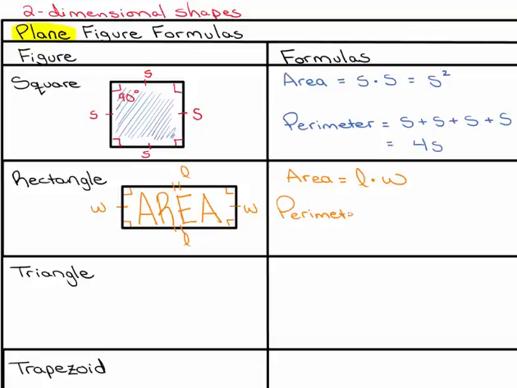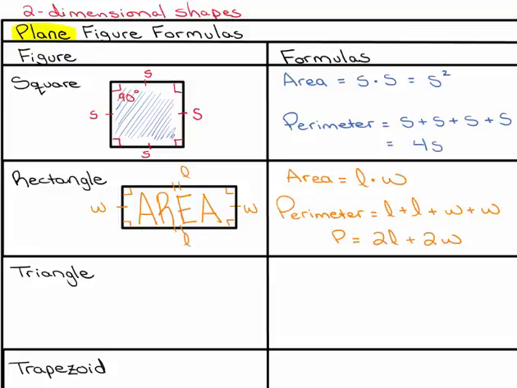Perimeter. Perimeter, we just add up all 4 sides. So that means there's 2 lengths, so L plus L, and there's 2 widths, so W plus W. Or a faster way of finding perimeter would be 2L plus 2W. Okay.